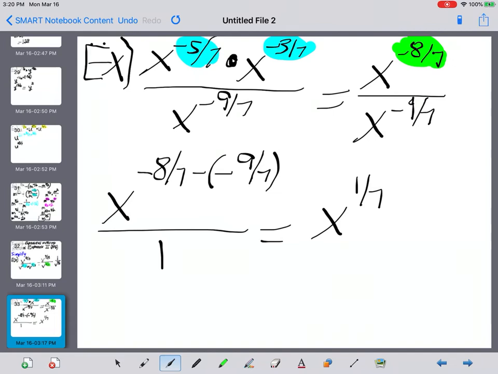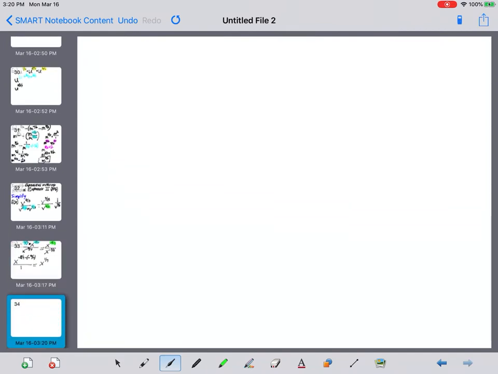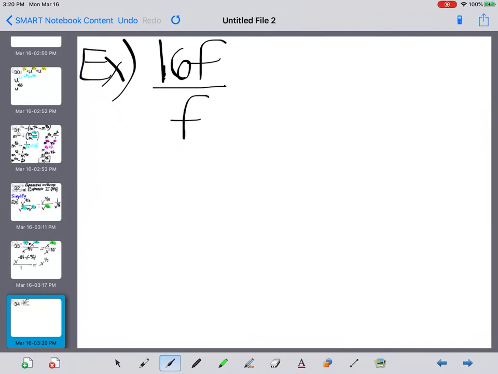All right, so let's do one more, or two more, I guess. Might as well. So here we have 16f over f, and all of this is to the 3/4 power. Well, on this one, you can make your life much easier by going ahead and dealing with the f's first.